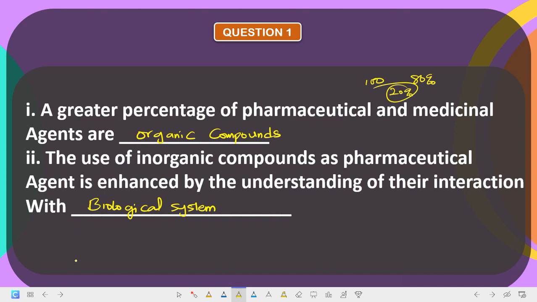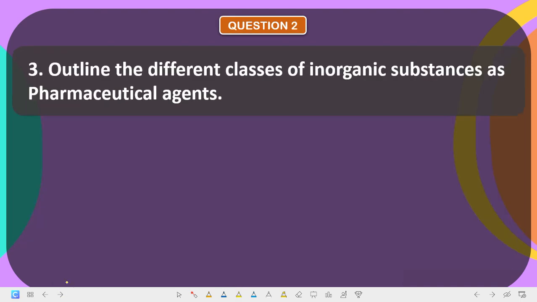So, let us continue. Next one says, outline the different classes of inorganic substances as pharmaceutical agents. Now, I'm trying to answer these questions based on understanding and not looking at any book. Let me see if I can actually get most of them. I studied them myself about 2 days ago, so let me see if I can get them and record them.